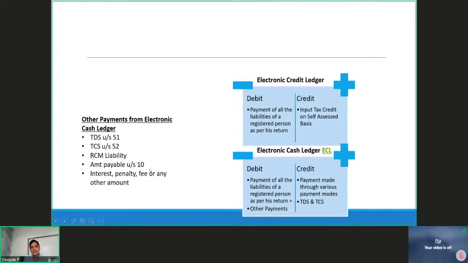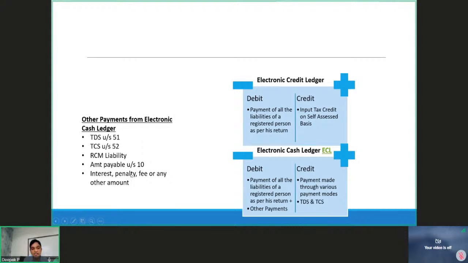Then any amount payable under section 10. What is the section 10, sir? This is a composite supply. Person who is under composite supply, for him credit is not available, so for him this electronic credit ledger will be zero only. There will not be any credit, no debit. So no question of credit, so no question of debit. Any composition taxpayer, he will pay from the electronic cash ledger only.